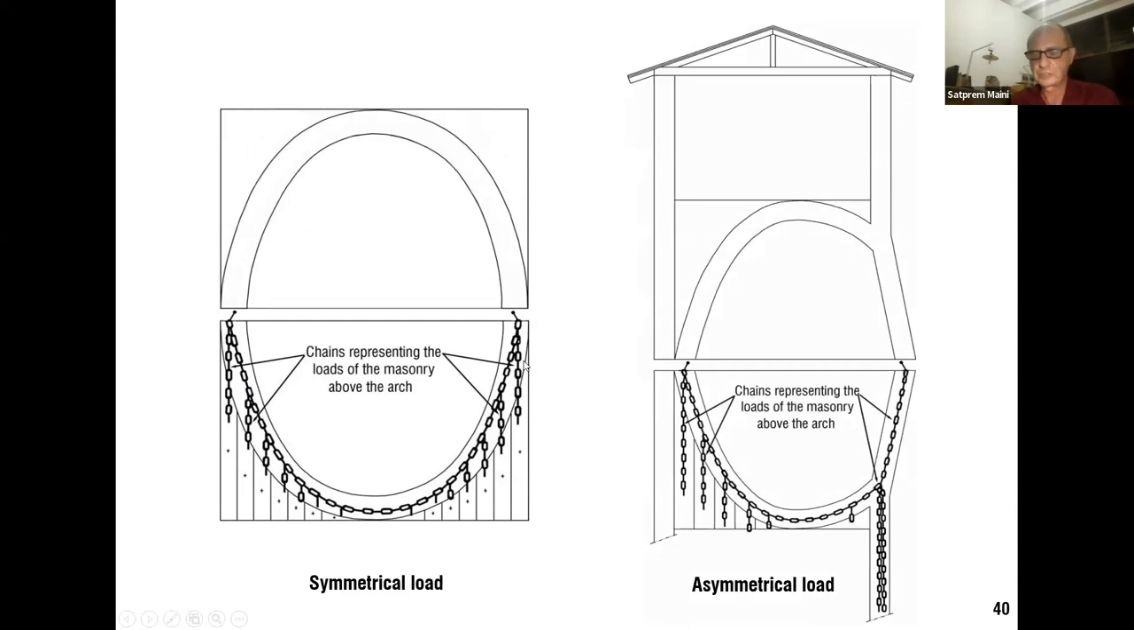Then you have here an asymmetrical load. For whatever reason, you have designed something like this, where you have a wall here coming on the side of the vault and not on the side here. So you have the same principle here with the chain taking a much more vertical, much more straight line. Because all this weight of the chain here is equivalent to the load of this wall here. And this becomes totally stable.